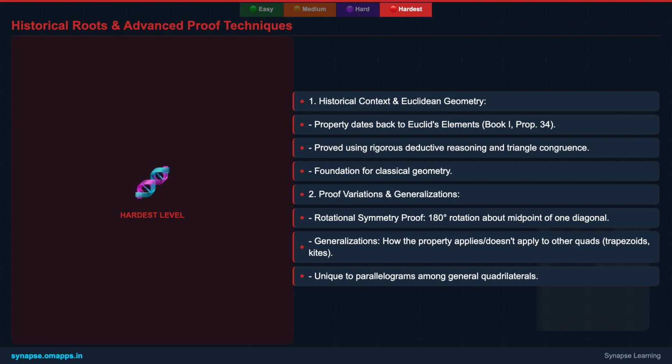Beyond the standard congruence proof, you can also prove this property using a concept called rotational symmetry. Imagine rotating the parallelogram 180 degrees around the midpoint of one diagonal. You'll find the parallelogram maps onto itself, with the other diagonal's endpoints switching places, confirming their bisection.